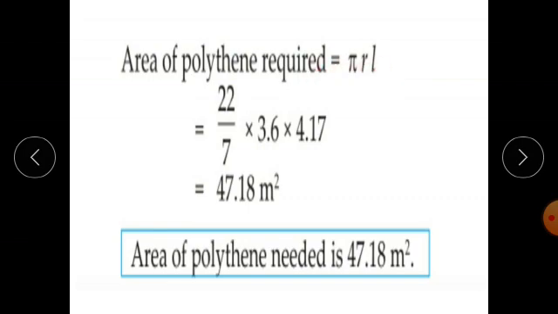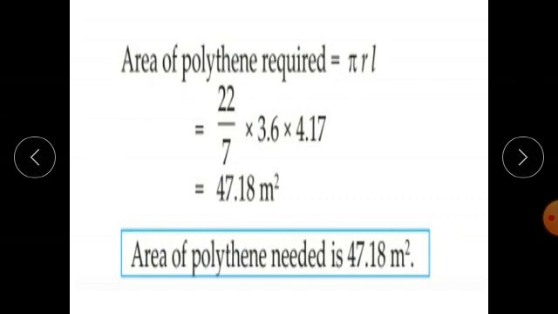The value of pi is given 22 upon 7. So 22 upon 7 into radius of base is 3.6 into L is 4.17. So equal to 47.18 meter square. So area of polythene needed is 47.18 square meter.